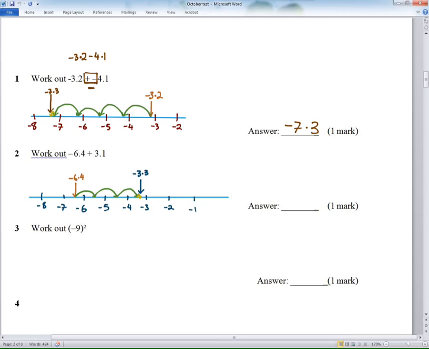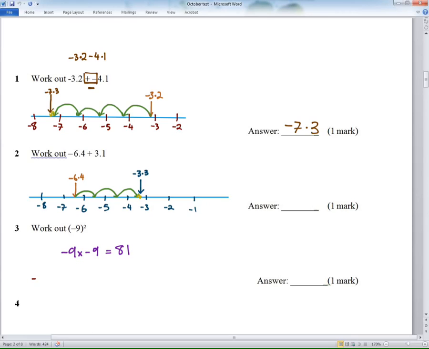Question 3. Most people did this question correctly. I think a couple of people made a mistake, but you should have written minus 9 times minus 9 equals 81. We've got a minus and a minus multiplied together, so we get a positive answer. Now there's a good way to think about minus times a minus that I've introduced to people I've taught in the past, but I haven't introduced to our class yet.